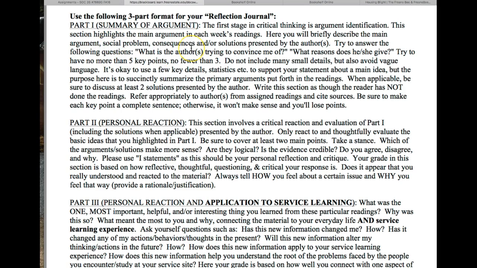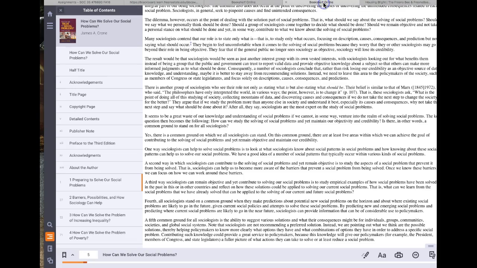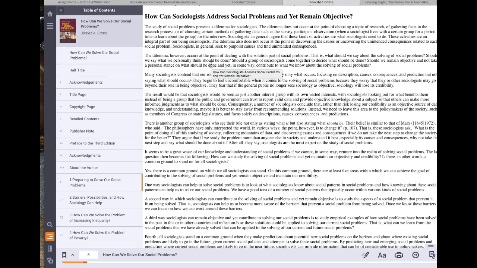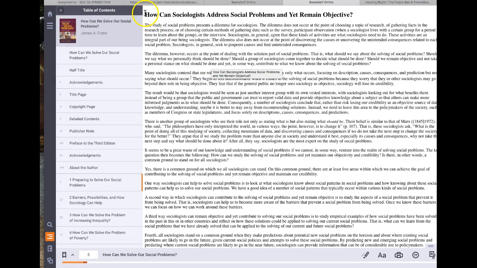So here are some questions that you can ask yourself. What is the author trying to convince me of? And so I'm going to come over here to Crone's text. And this week, one of the sections that you're reading is How Can Sociologists Address Social Problems and Yet Remain Objective? And so there's a debate in the world of sociology, and there are various camps or various philosophical ideas about the role of sociology and the role that sociologists should play in addressing social problems.